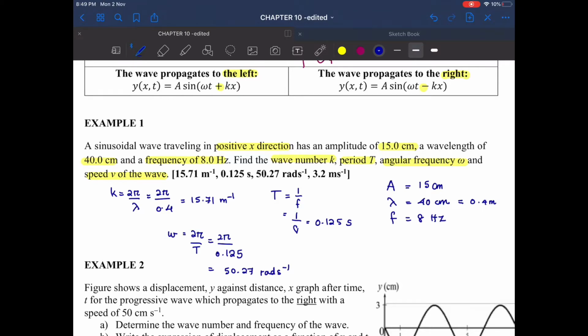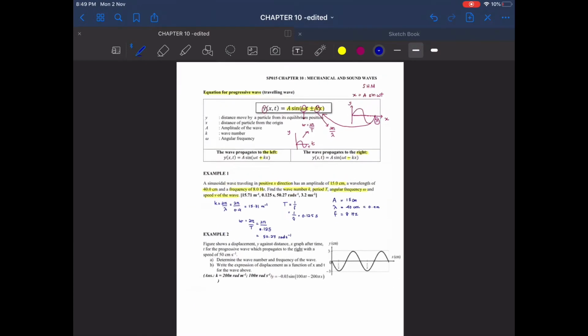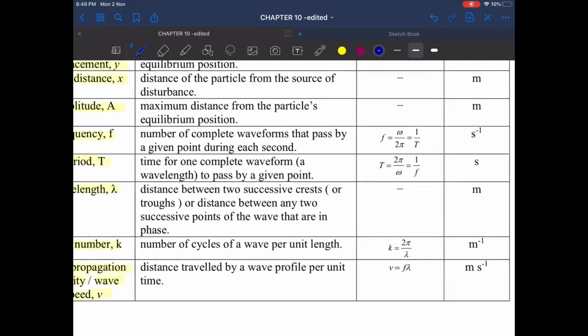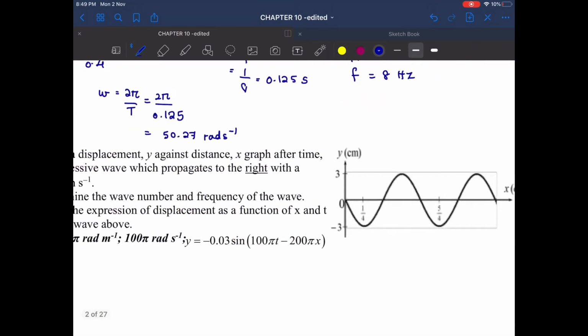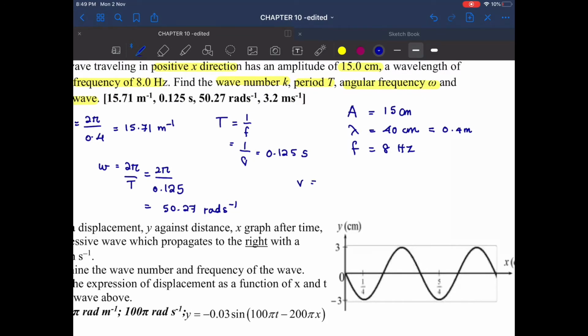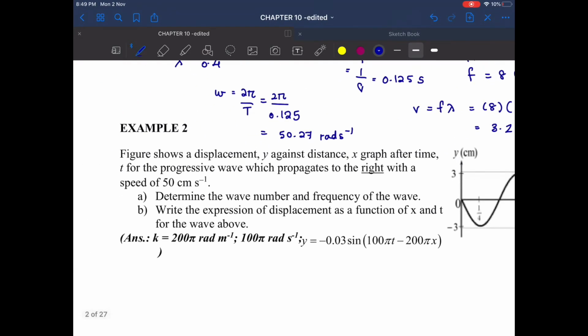And then last one is apa? Speed of the wave. Ingat balik formula dia apa tadi? V equals f lambda. So guna saja formula tu. V is equals to f lambda, di mana f tu adalah 8, lambda is 0.4. So your answer would be 3.2 m s negative 1. Okay, right. Let's try to do example 2 pula.